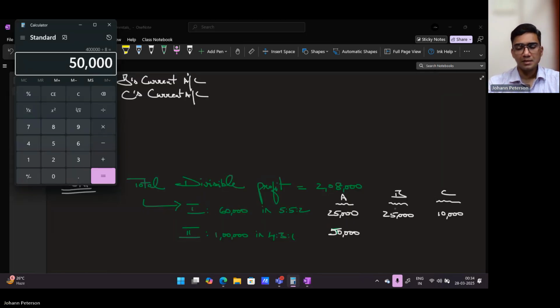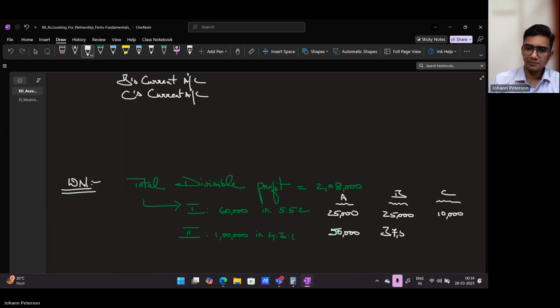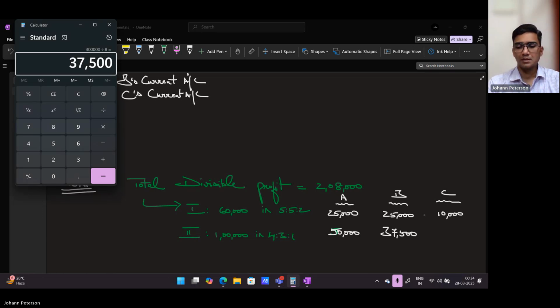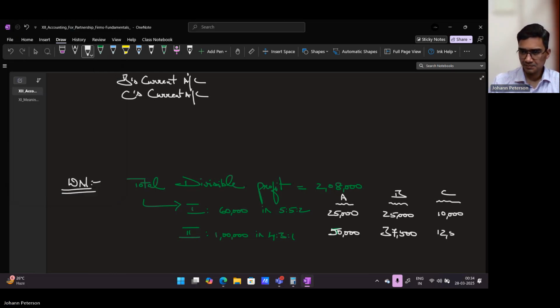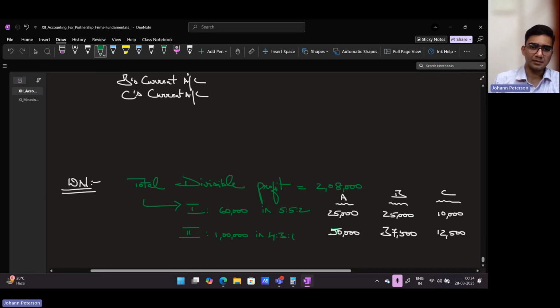Then 1 lakh into 3 divided by 8 is 37,500. And 1 lakh into 1 divided by 8 is 12,500. Okay. And then the third.